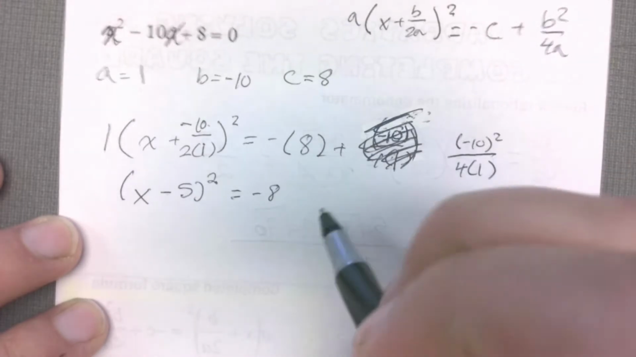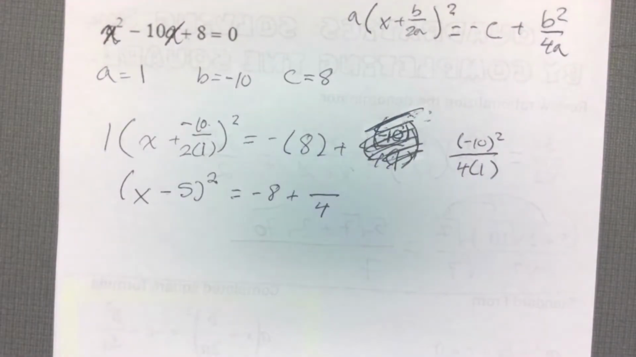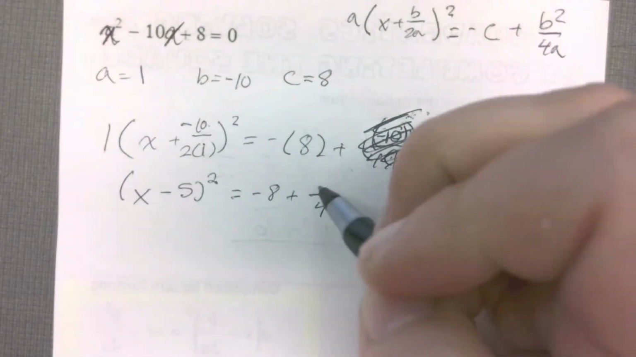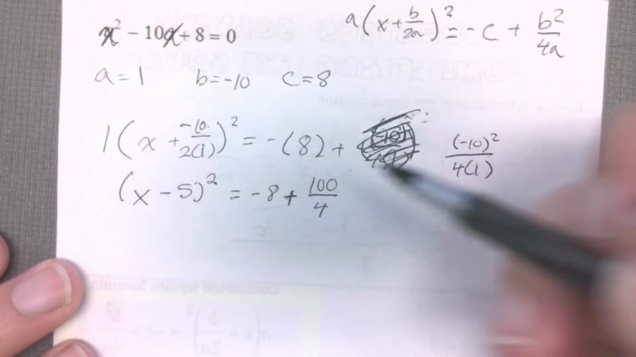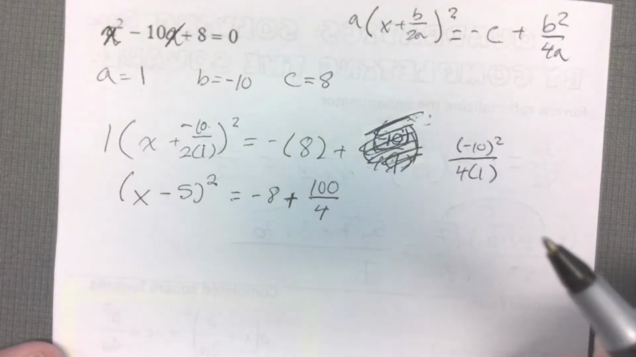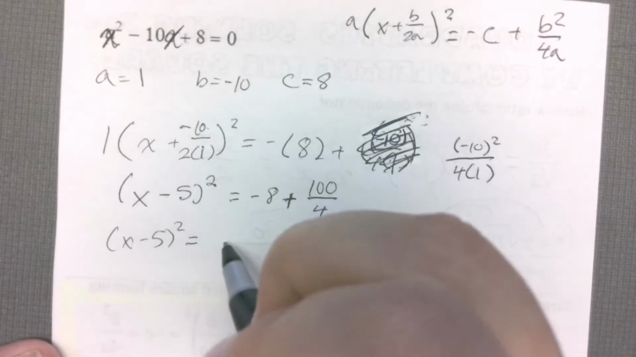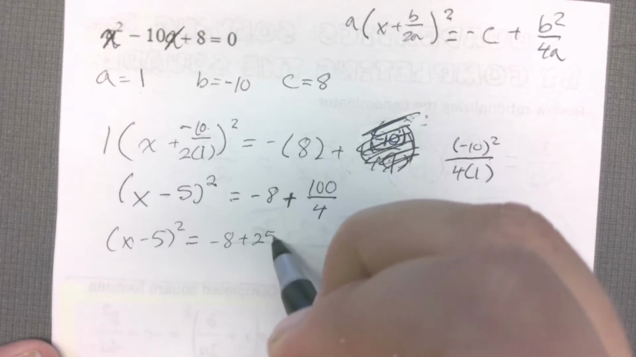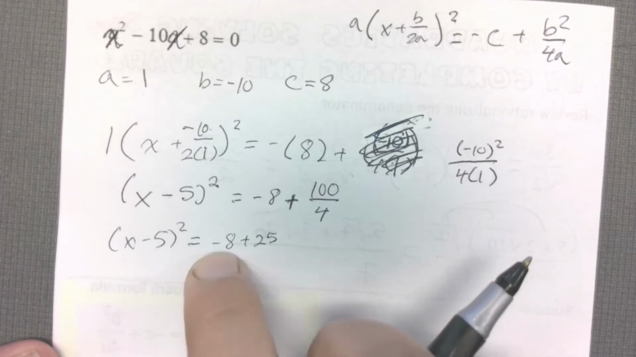Negative 10 squared, what is that? Negative 20. Almost. Negative 10 times negative 10? 10 times 10. 100. Okay, what's 100 divided by 4? 25. Good. What's negative 8 plus 25? Or you can think of it the other way. 25 take away 8.